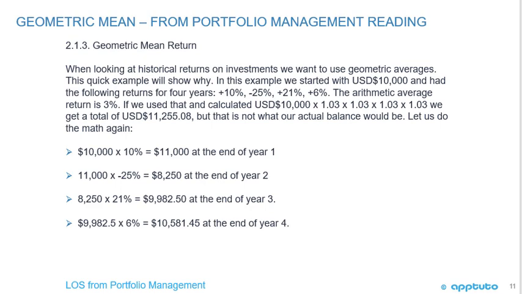If we use that 3% and calculate how much money we had at the end of the 4 years, just using averages, a simple way would be 10,000 times 1.03 times 1.03 times 1.03 times 1.03, and we'd get a total of $11,255.08. But that's not what our actual balance would be, and that's why we do not use an arithmetic average to look at investment returns.